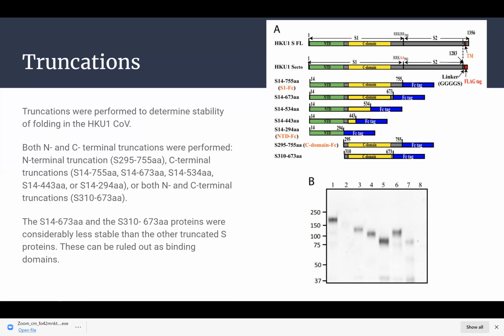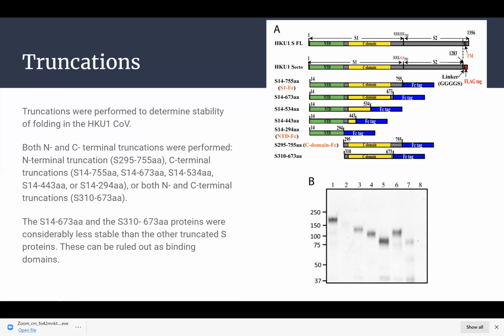Both N and C terminal truncations were performed, with the N terminal truncation being the S295, the C terminal truncations S14 ones, and then both N and C terminal truncations at the 310. The S14 673 amino acid and the S310 673 amino acid proteins were considerably less stable, as shown in figure B, where you can see which are more stable by how prevalent the black line is for their lane.